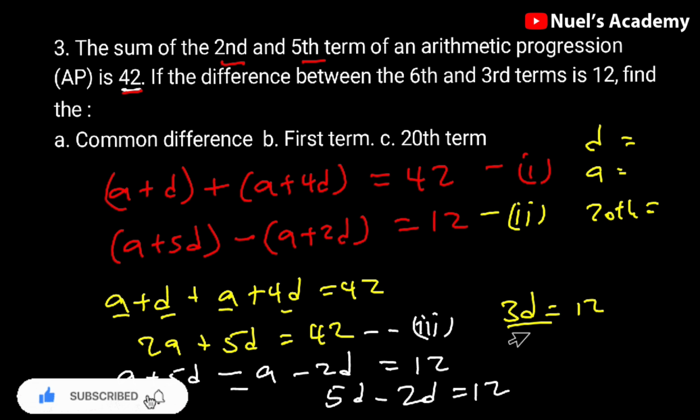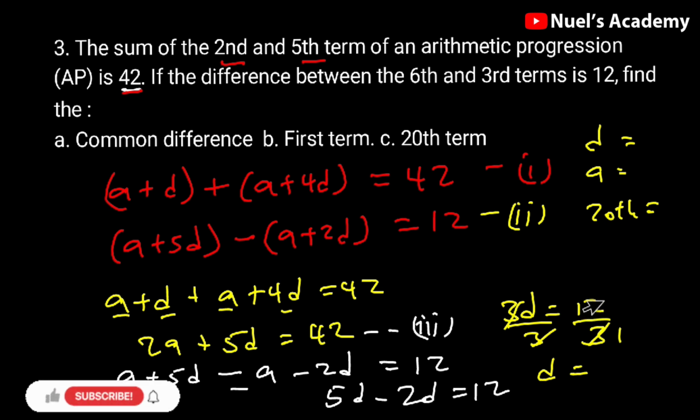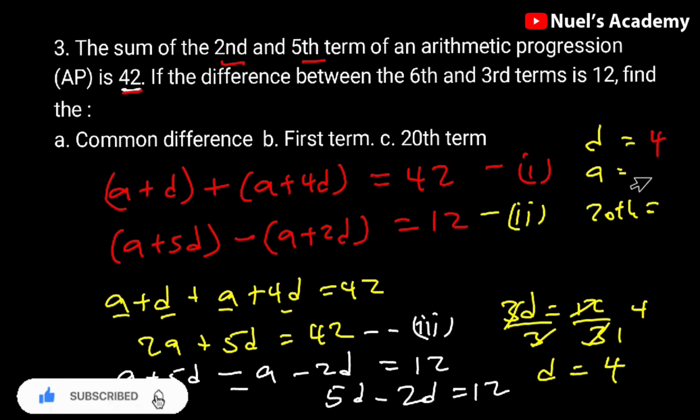Let's divide both sides by 3. We have that D is equal to 12 divided by 3, which is 4. So the common difference here is equal to 4. Having found the common difference, the next thing we're going to find is A. Well, we can use this equation I to find the value of A. So let's do it.